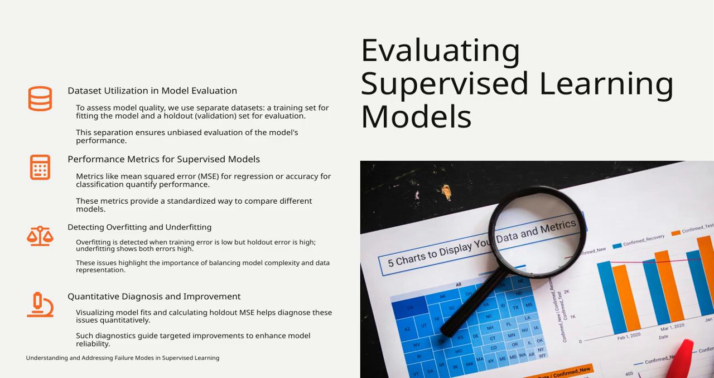Now, let's talk about overfitting and underfitting, which are common failure modes. Overfitting happens when our model learns the training data too well, capturing noise along with the true pattern. You can tell it's overfitting when the training error is low, but the error on the holdout set is high. Underfitting, on the other hand, occurs when the model is too simple to capture the underlying data structure, resulting in high errors on both training and validation sets. Recognizing these issues highlights why balancing model complexity and data representation is so important.